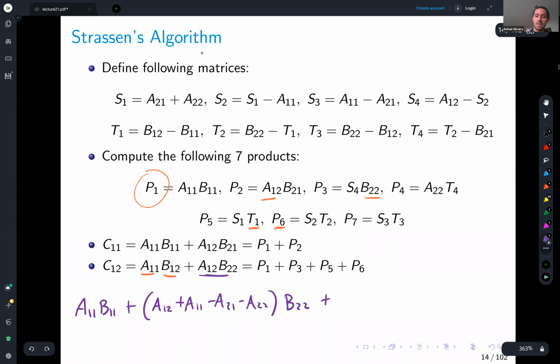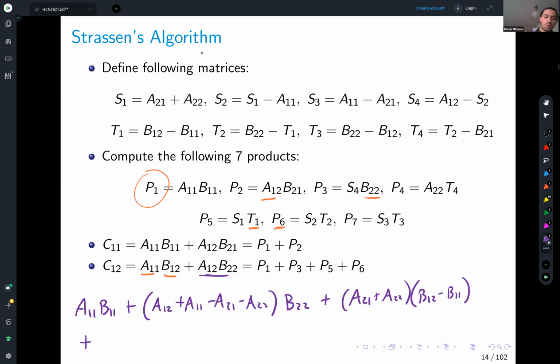Plus P5 is S1, which is A21 plus A22, times T1, which is B12 minus B11. And then we have P6. P6 is S2, sorry, is S2 times T2. Yeah, T2 is B22 minus B12 plus B11. Right? All right. So now we have the terms that we would like.